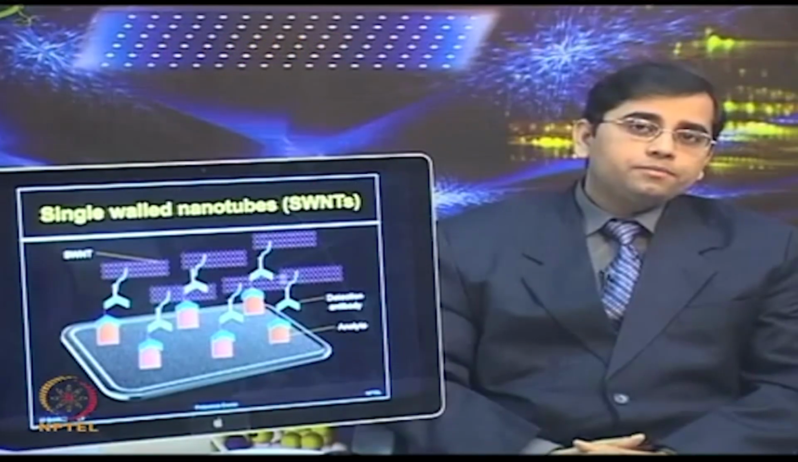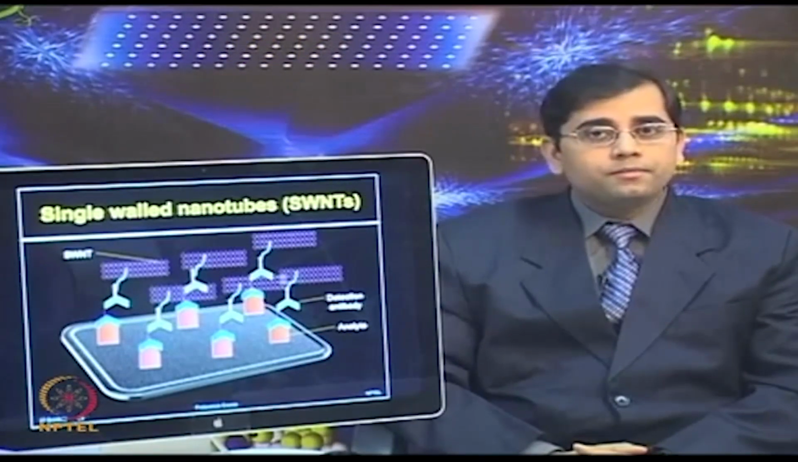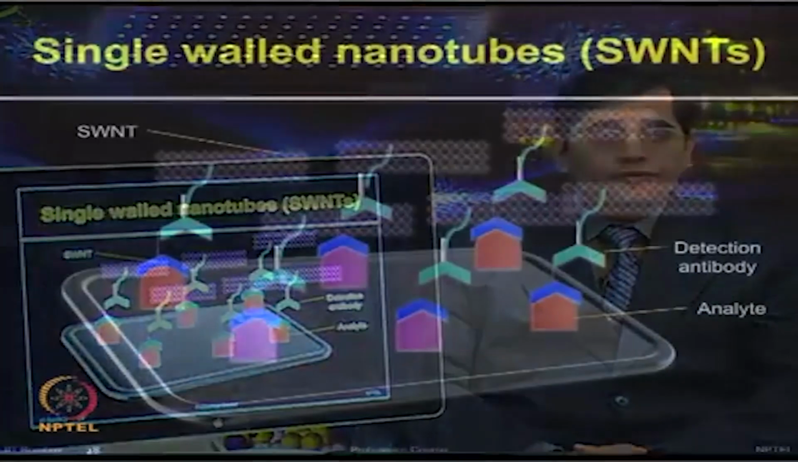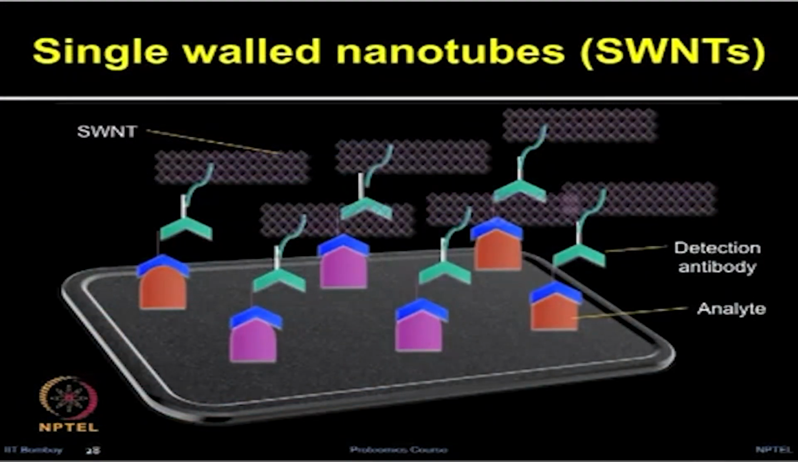The macromolecular single walled nanotubes functionalized with specific Raman labeled antibodies are used for multiplexed detection of target proteins bound on the microarray slide, which is gold coated. Now, in this slide you can see the single walled nanotube functionalized with Raman labeled antibodies, which are used for multiplex detection of target proteins, which are bound on the gold coated microarray surface.